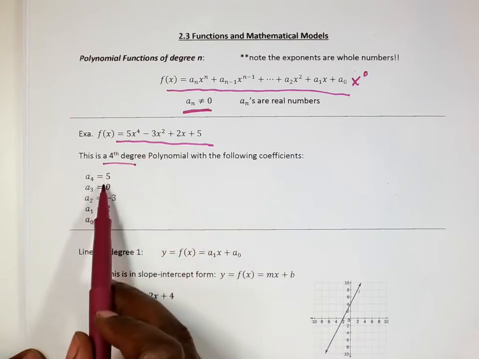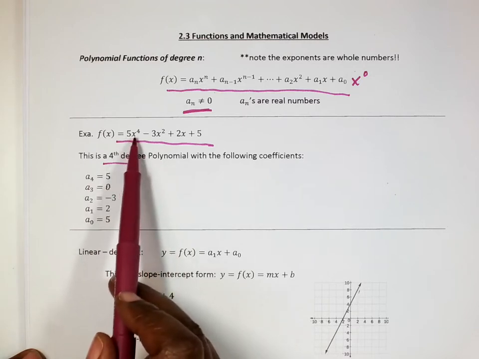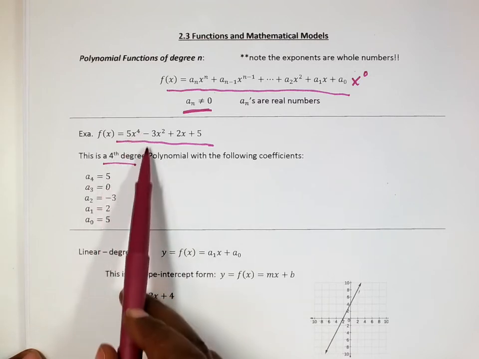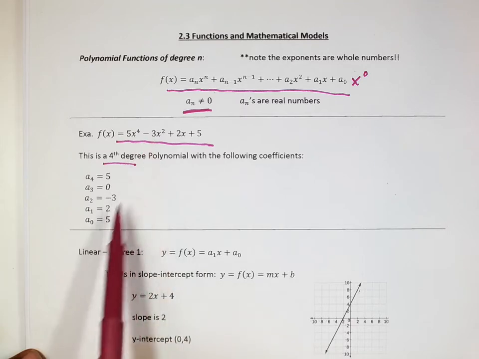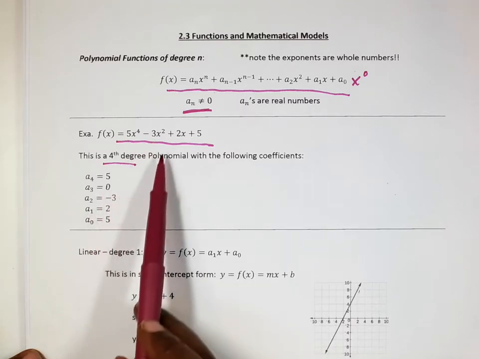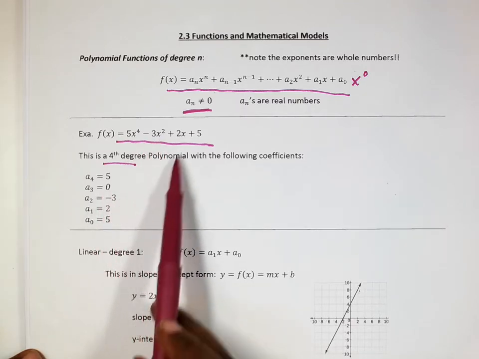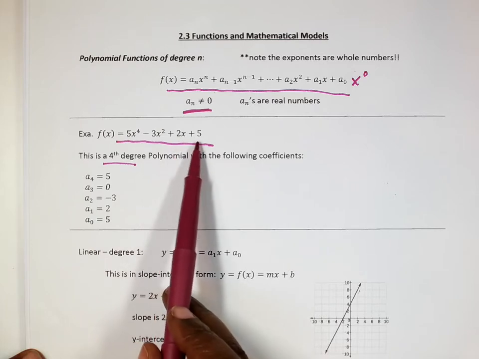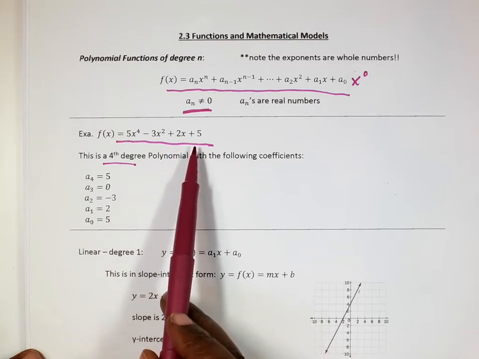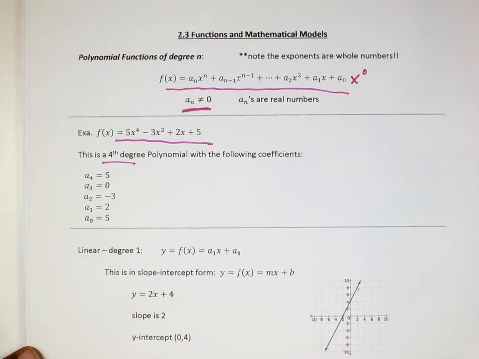And I just wrote out the coefficients for you. The x to the 4th had a coefficient of 5. There was no x cubed term here, so that coefficient is 0. The x squared had negative 3. The x to the 1st had 2. And that constant, the a naught term, is a 5.